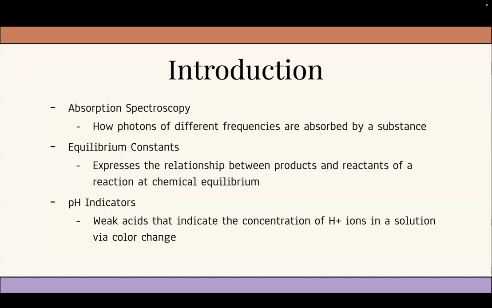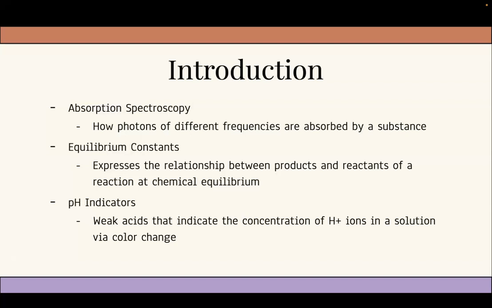Equilibrium constants, another cornerstone of chemical analysis, elucidate the balance between products and reactants in a chemical reaction at equilibrium. Understanding these constants helps us predict the extent of a reaction and assess its equilibrium position. Specifically, in our experiment, the equilibrium constant Kx characterizes the dissociation of the indicator into its acidic and basic forms.